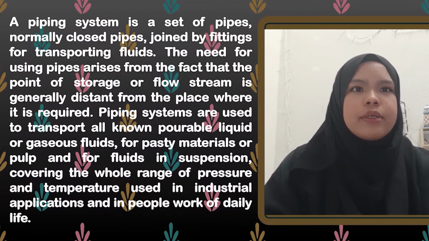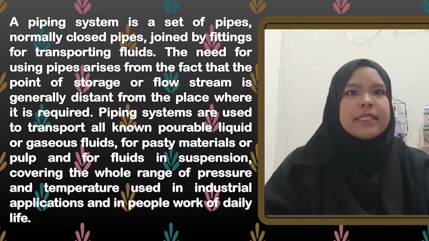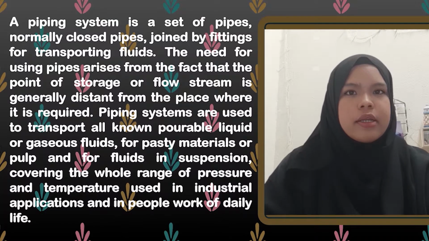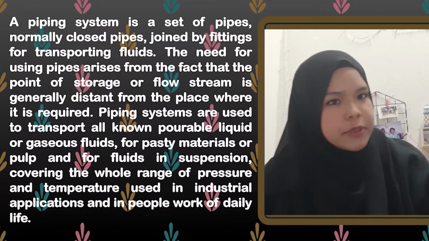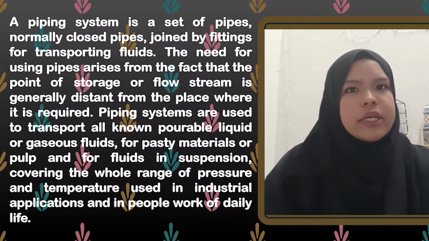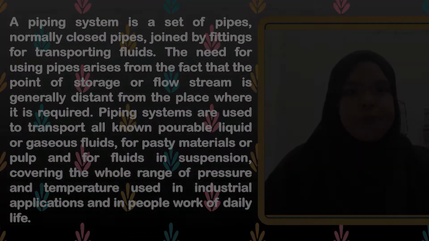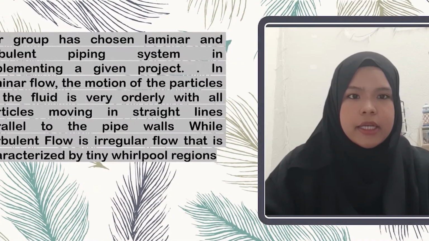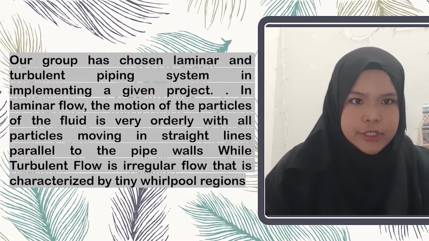Piping systems are used to transport all non-potable liquid or gas fluids, pasty material or pulp, and fluid in suspension, covering the whole range of pressure and temperature, used in industrial applications and in people's work in daily life. Our group has chosen laminar and turbulent piping systems in implementing a given project.